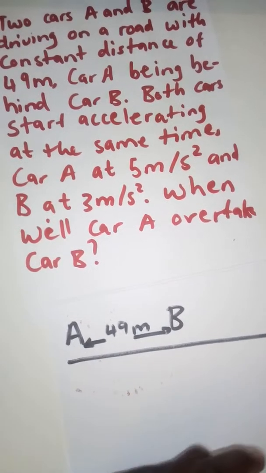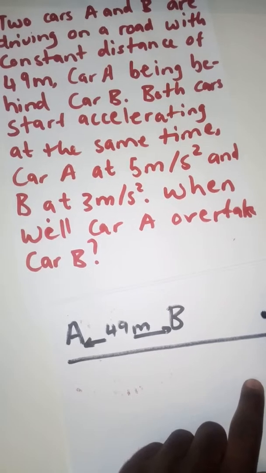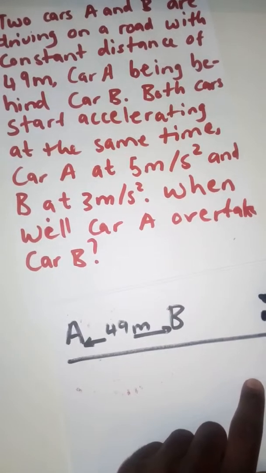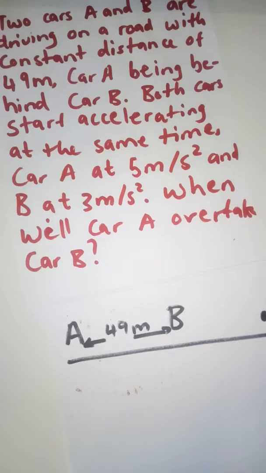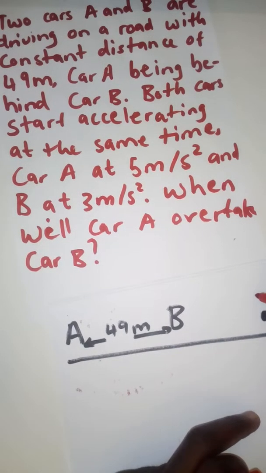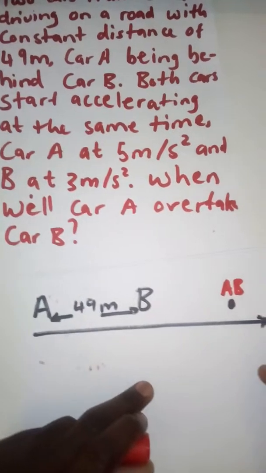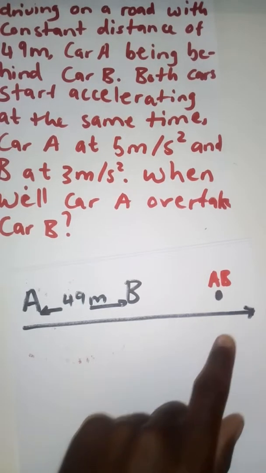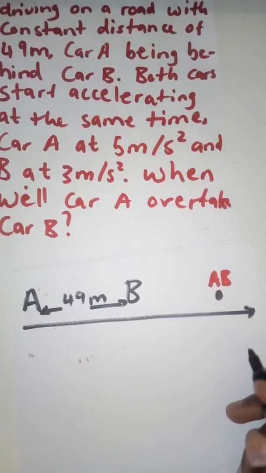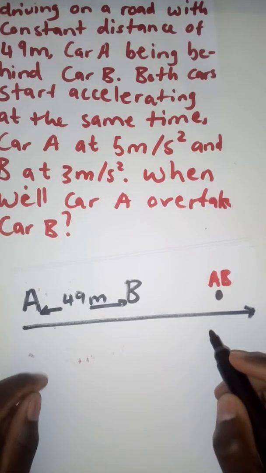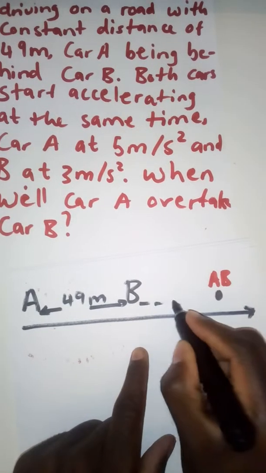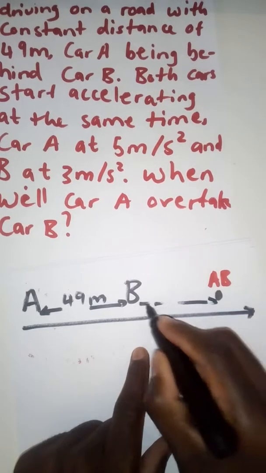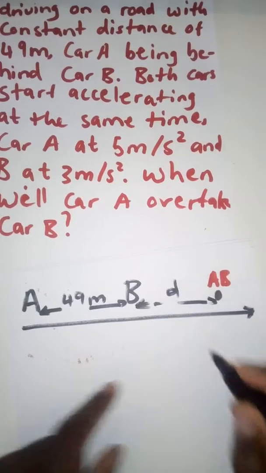Let's say this point here is where car B will be overtaken by car A. Let's call it AB, that point where car B will be overtaken by car A. Now let's say the distance from here to here is D.